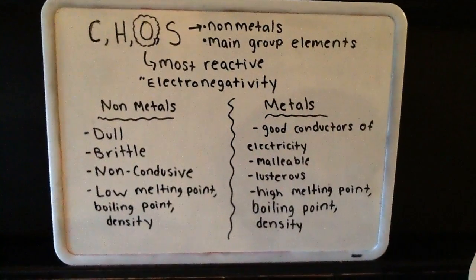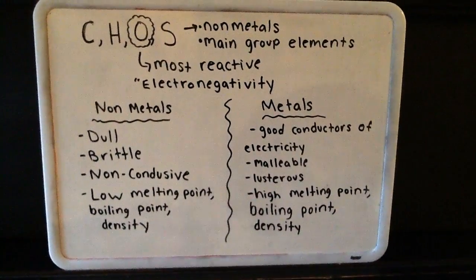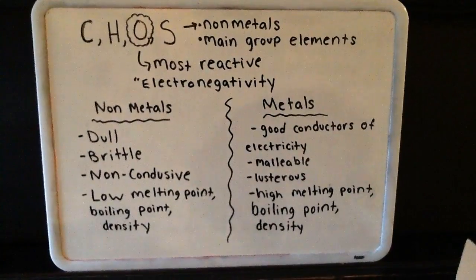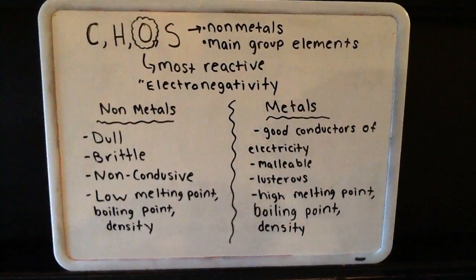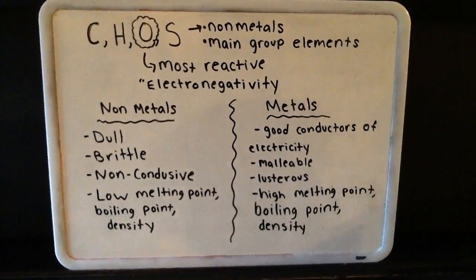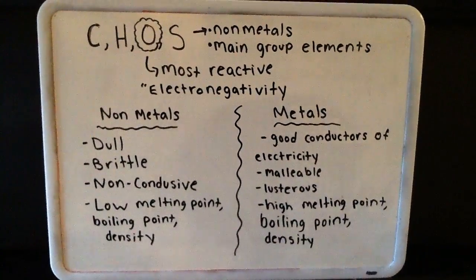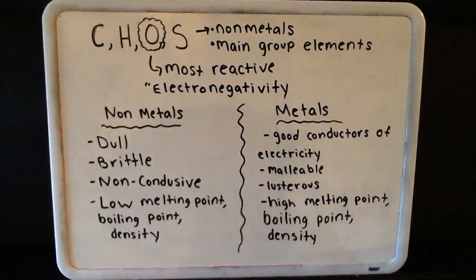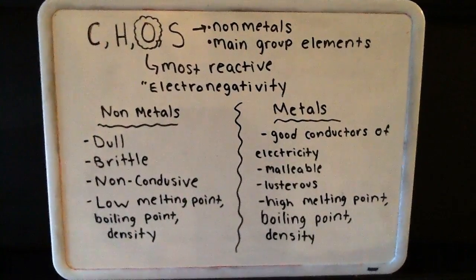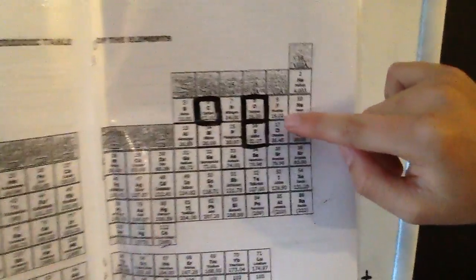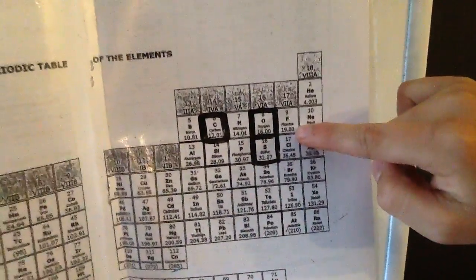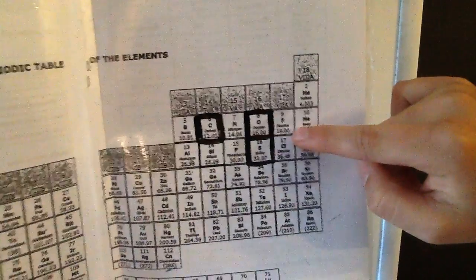For Unit 3, we discussed the periodic table, and we learned how the structure of the periodic table allows us to predict different trends and properties of elements. In our recent experiment, we used carbon, hydrogen, oxygen, and sulfur. These are all nonmetals in the main group elements. On this periodic table, we see that oxygen is closest to fluorine, which means it's the most reactive and has the most electronegativity.